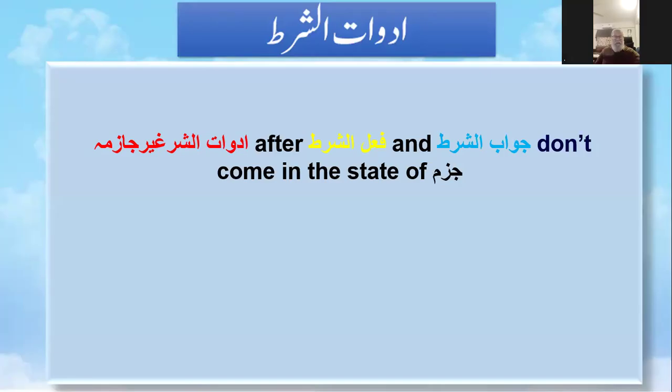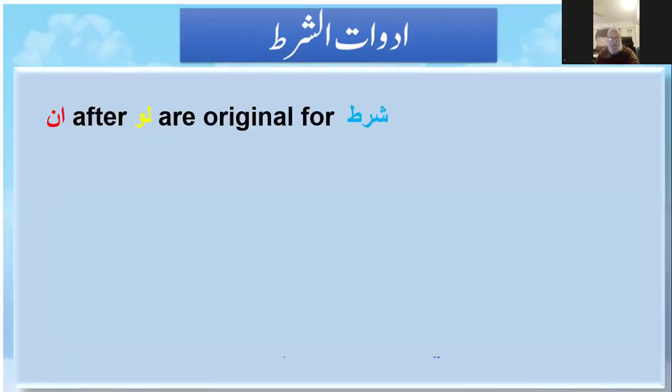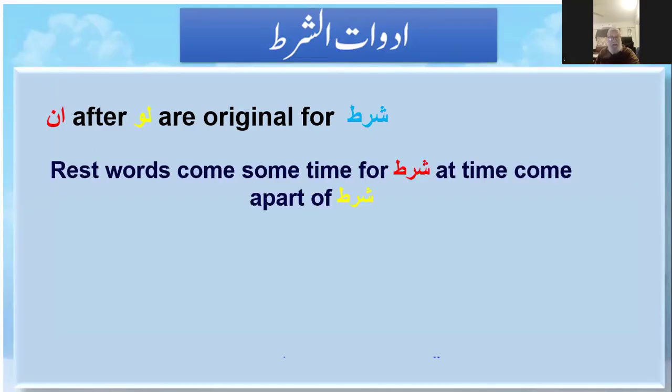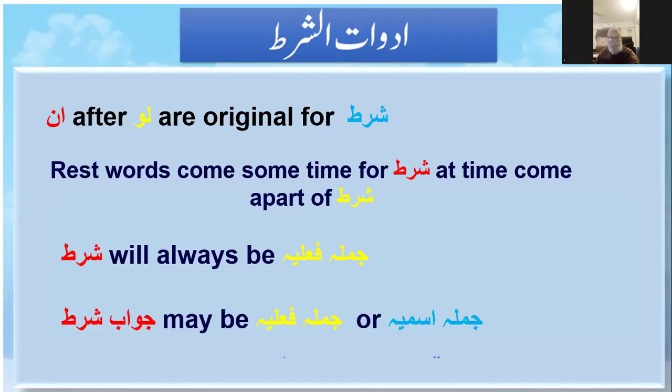In case of Adawt Shart if Ghair Jazima, after it the Fail Shart and the Jawab Shart don't come in the state of Jazm. After law are original for the condition. The rest of the words are sometimes for shart, at times part of a shart. Shart will always be Jumla Failya, and Jawab Shart may be Jumla Failya or Jumla Ismiya, either one.